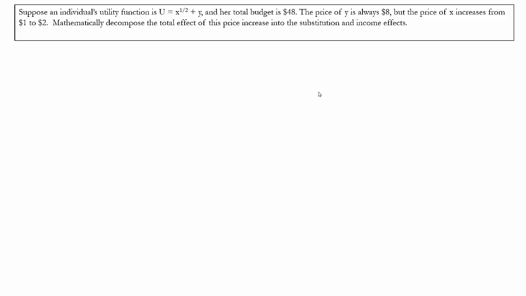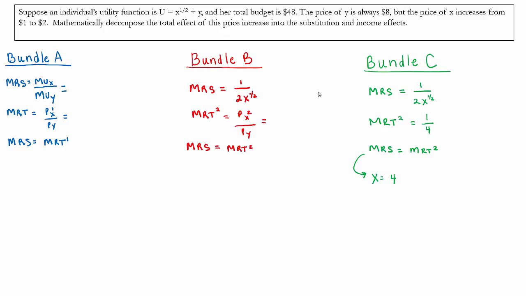In this problem, we want to mathematically decompose the total effect of a price increase into both the substitution and income effects. To do that, we need to calculate three consumption bundles. Bundle A is the original consumption bundle. It's the bundle that maximizes utility given the budget constraint when the price of X is $1.